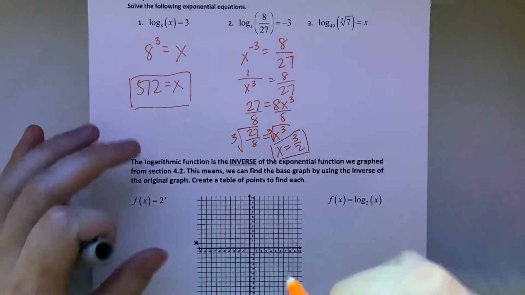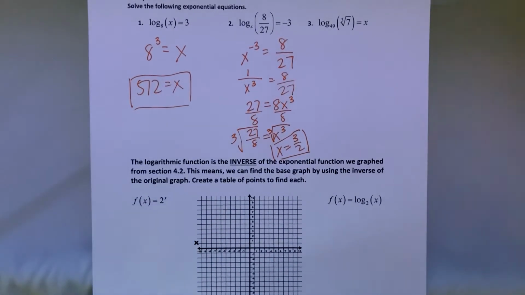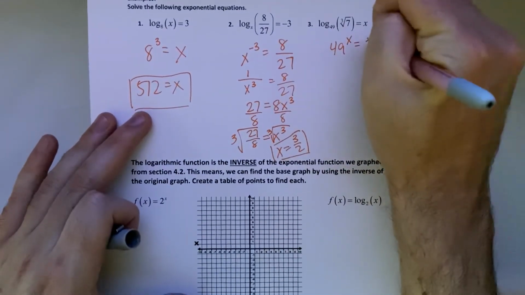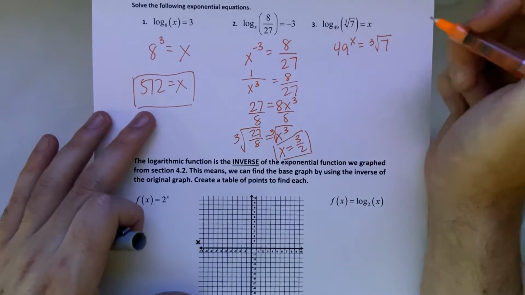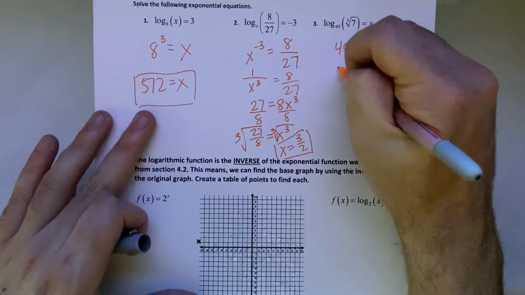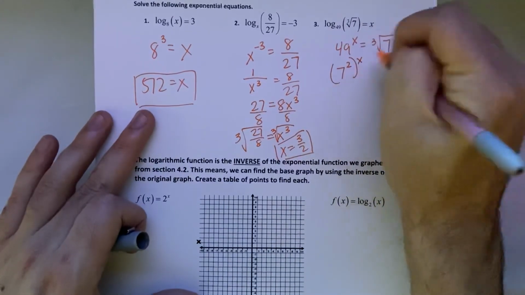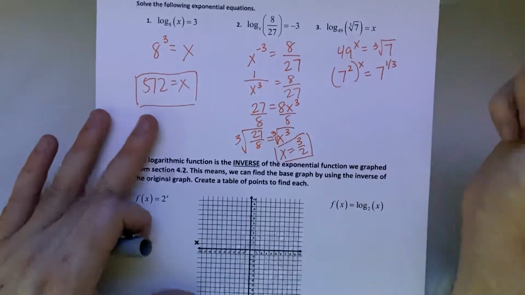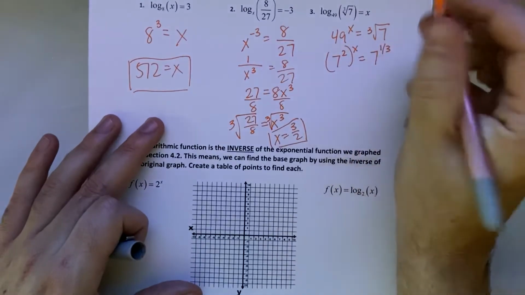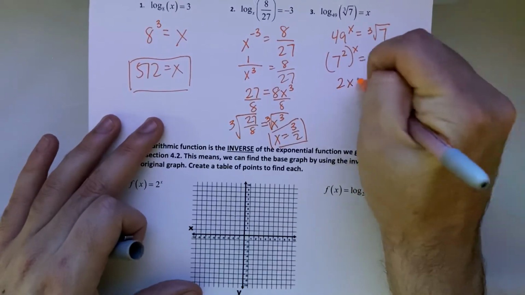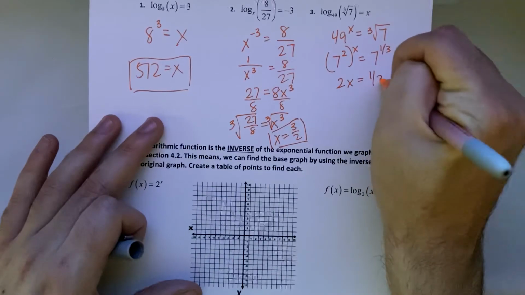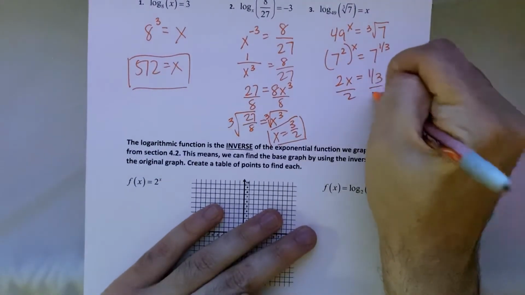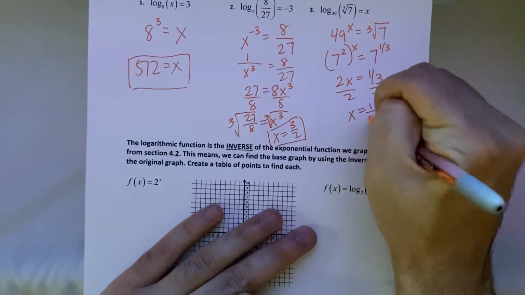Lastly, log base 49 of the cube root of 7 equals x. This is 49 to the x power equals the cube root of 7. 49 is really 7 squared. The cube root of 7 can be written as 7 to the 1/3 power. So therefore, I will get 2x equals 1/3. Divide by 2. x is 1/6.